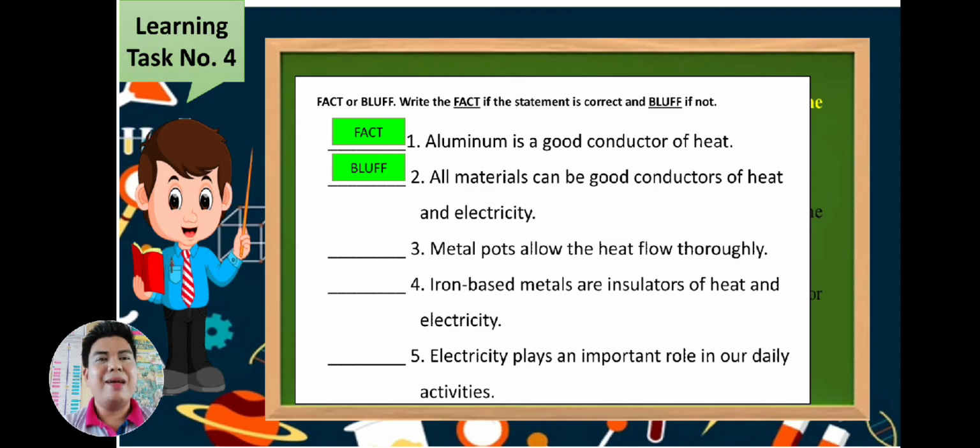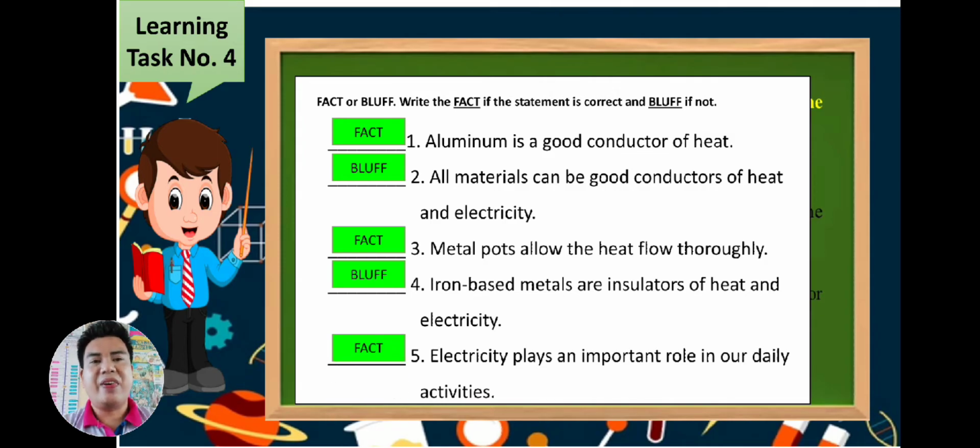Number 3. Metal pots allow the heat to flow thoroughly. The correct answer is fact. Statement number 4. Iron-based materials are insulators of heat and electricity. Bluff. Finally, number 5. Electricity plays an important role in our daily activities. Fact. Who got 5 points for this learning task number 4? Very good. You got it.